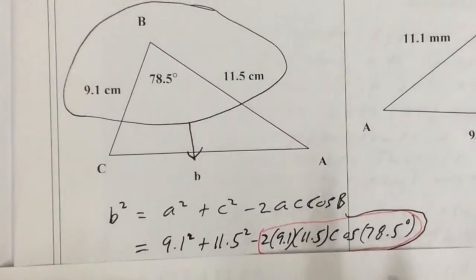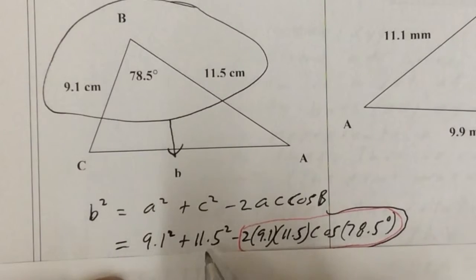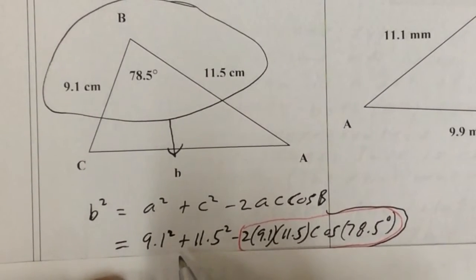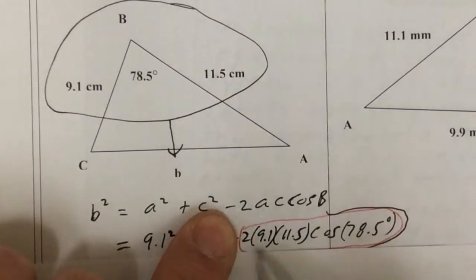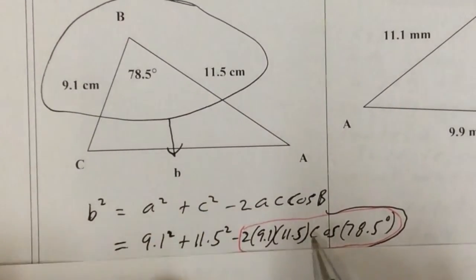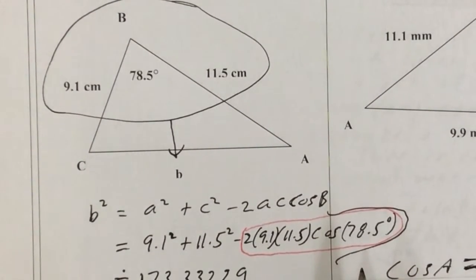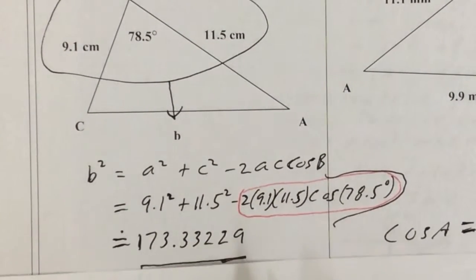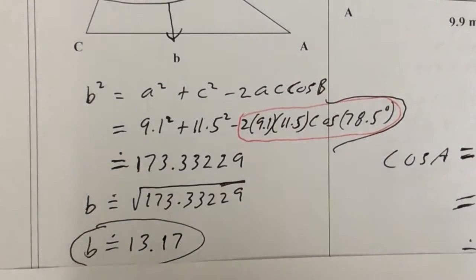And don't forget to use BEDMAS properly here. Some students will evaluate 9.1 squared, 11.5 squared, and then evaluate this and subtract it from that. You don't do that. This is all done in one shot, so this has to be done and then subtracted from this. Make sure you follow BEDMAS properly. And then you'll end up with the side squared is 173, and the square root of that gives you the actual side, which is about 13.17.